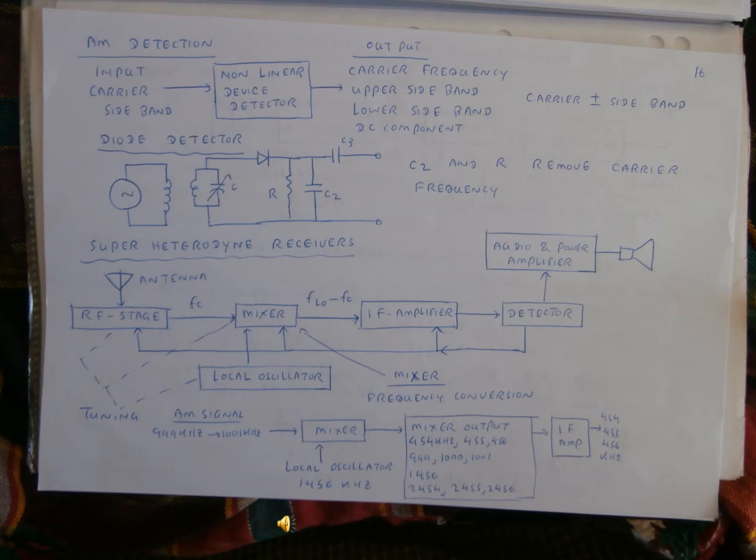The AM signals input range from 999 kilohertz to 1001 kilohertz. This is the AM signal input. We pass it through the mixer, where the local oscillator produces 1456 kilohertz. They combine, so the mixer output has 454, 455, 456 or 999, 1000, 1001, 1456, 2454, 2455, and 2456 kilohertz. Those frequencies pass through the intermediate amplifier, and finally the output frequency will be 454, 455, 456 kilohertz.